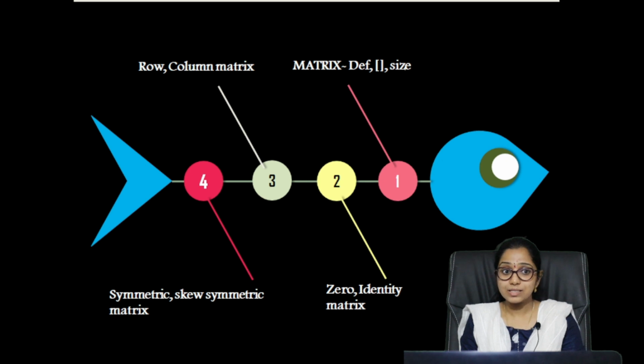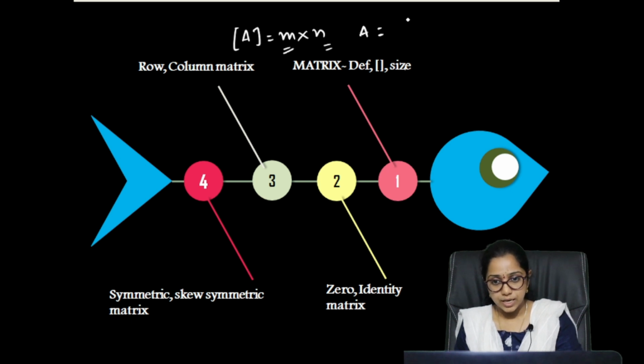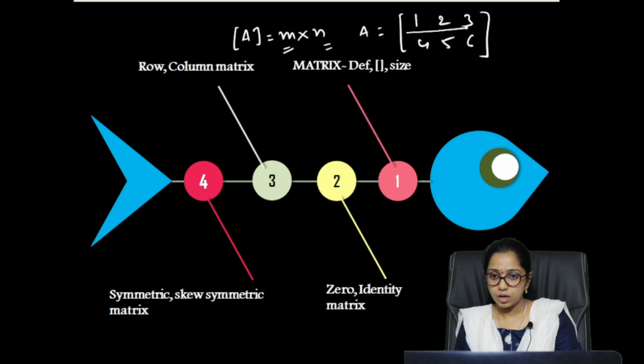And what is the size of a matrix? The size of a matrix can be represented as follows. Suppose A is a matrix, then the size is m by n, where m represents the number of rows and n represents the number of columns in the matrix. For example, consider A is 1 2 3 4 5 6. You can see the number of rows is 2 and the number of columns is 3, which gives 2 by 3, which is the size of the matrix.